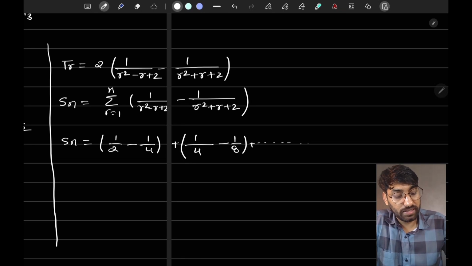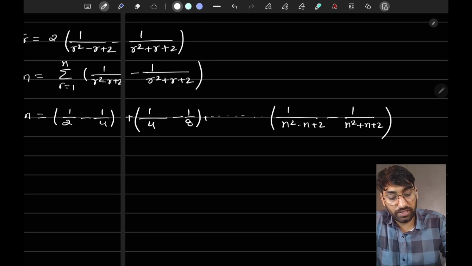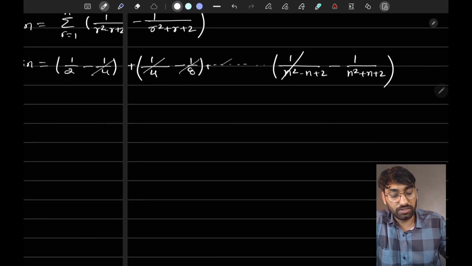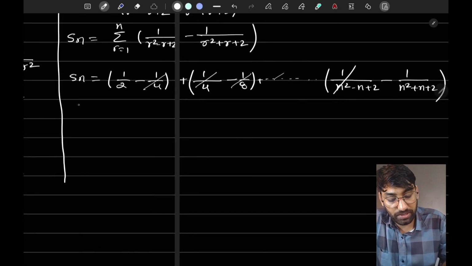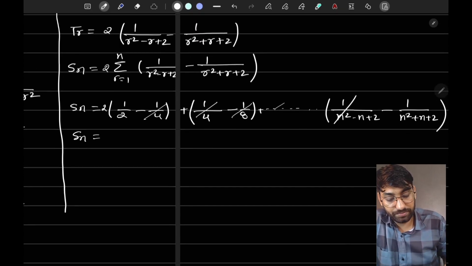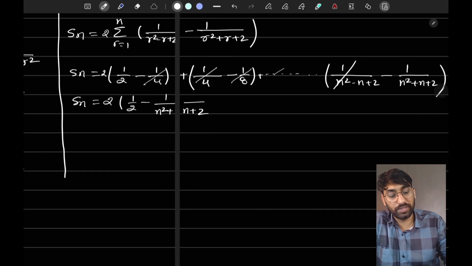Similarly, I can take it till n terms. So nth term will be what? My nth term will be 1 upon n square minus n plus 2 minus 1 upon n square plus n plus 2. Correct? Now, if you closely observe, 1 by 4 gone. Similarly, 1 by 8 will cancel out. Similarly, till this step, it will cancel out. So basically, it becomes a telescope. So in this case, my Sn will become what? Here obviously 2 will be there outside. Okay, I forgot it. So 2 times, it will become 1 by 2 minus 1 upon n square plus n plus 2. Correct? This will be the value of Sn.